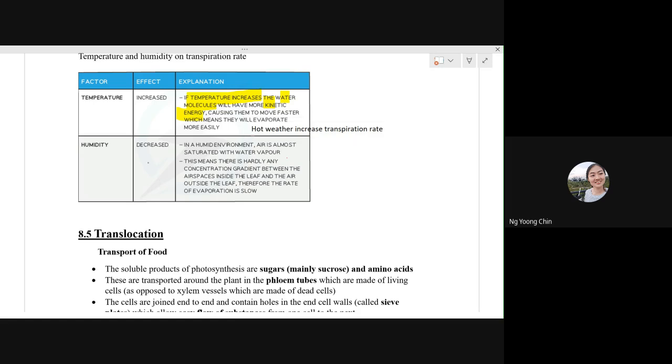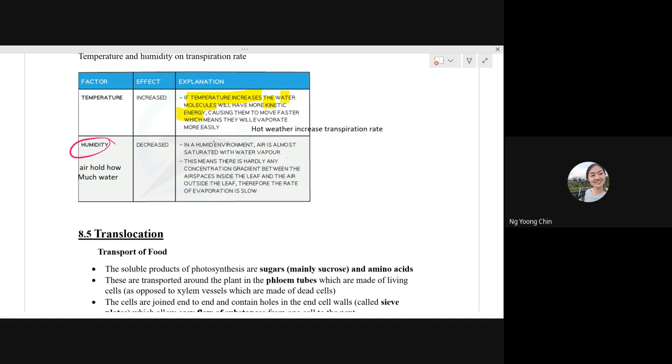Then the humidity is in the very humid environments. What is meant by humidity? Humidity refers to how many water vapors are found inside the air. It means how much water the air holds, how much water is contained inside the air.